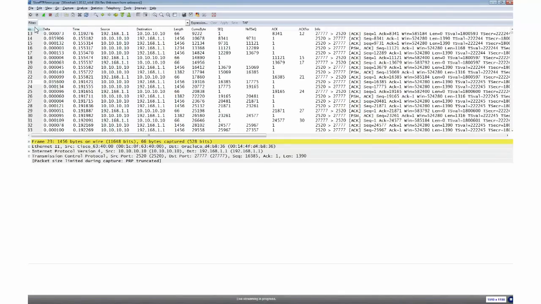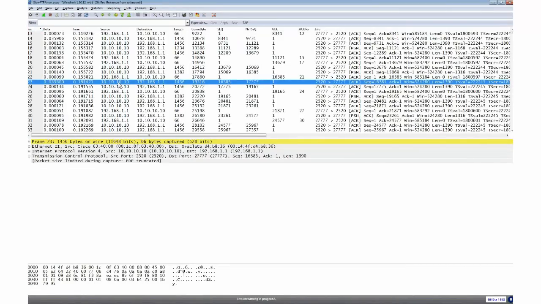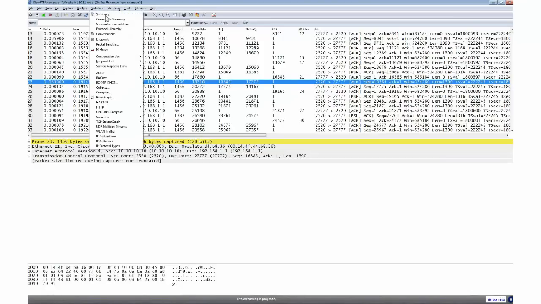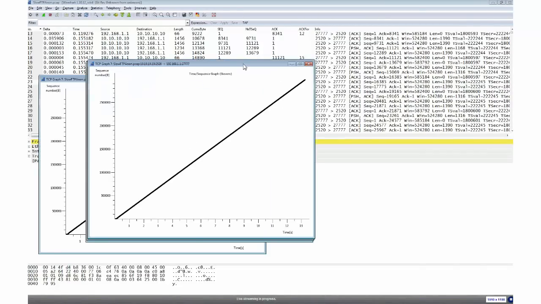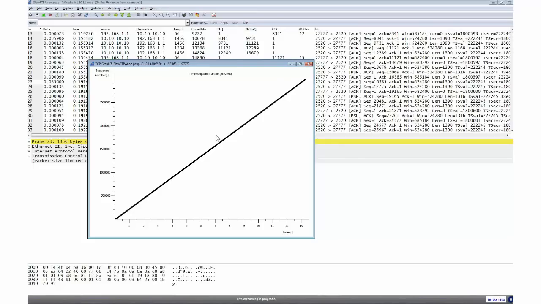So let's see that visually. How do we see this visually? Well, all you have to do is use one of my favorite charts, and that is the TCP Stevens graph. So we'll go to Statistics, TCP Stream Graph, and let's look at Stevens graph here. And what it does is it charts. Let me bring it to my screen that I'm sharing. Here it is. And the idea here is that the steeper the slope, the better the throughput.